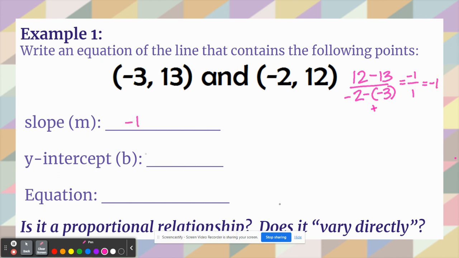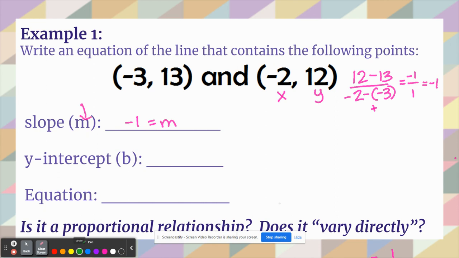The next thing I'm ready to do is find b. So as we can see, we don't have an x value where it's 0. We have an x value of -3 and -2. So that's no help. So we're going to go ahead and pick one of the two ordered pairs. I'm going to pick the second one because I like even numbers. So I'm going to use this x value and this y value. And remember, this is my m value, slope, right?